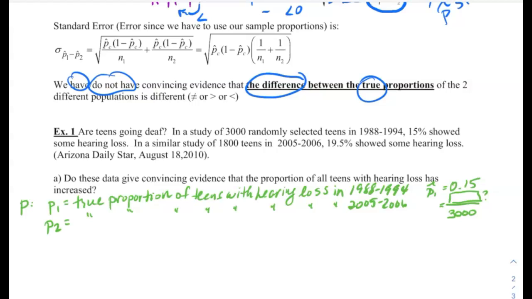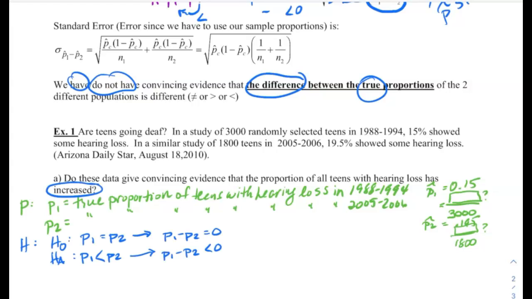Now, I don't know how many out of 3,000 that was. I would have to calculate that. All right. And then the same thing with p hat sub 2. They are saying that that is 19.5. So again, if that was over 1,800, I do not know how many that is. Cool. All right. Let's go and do H, hypothesis.